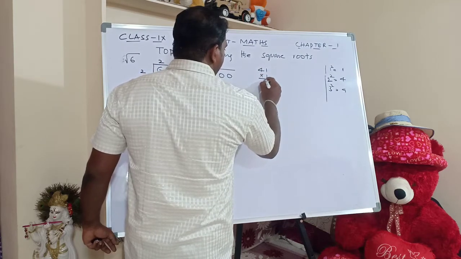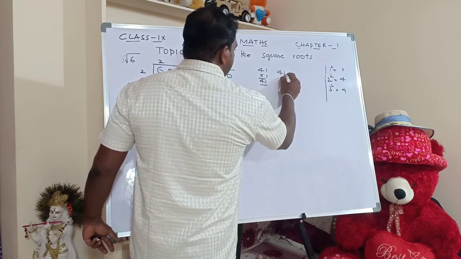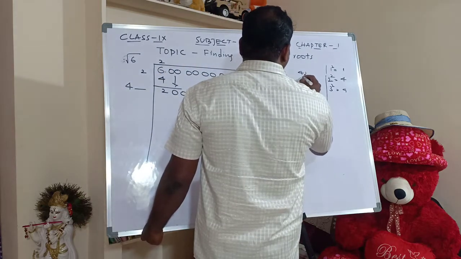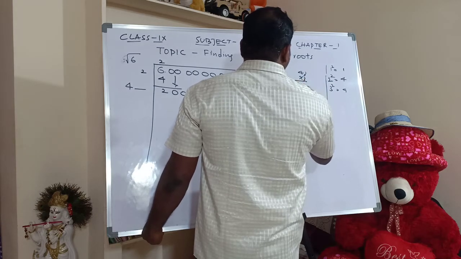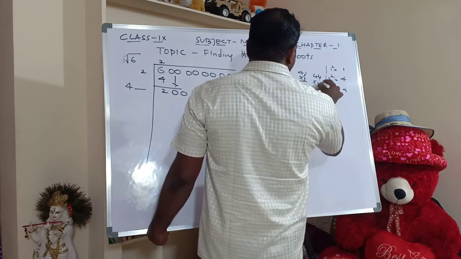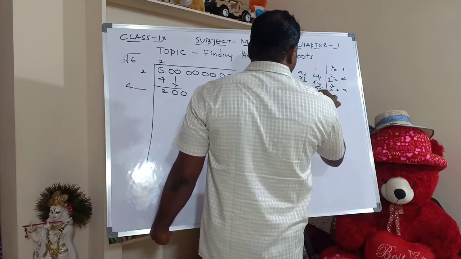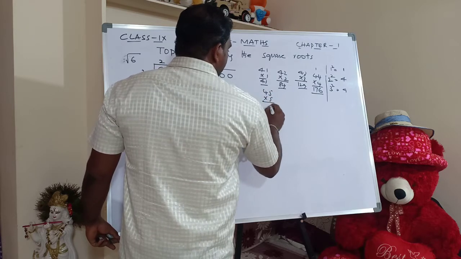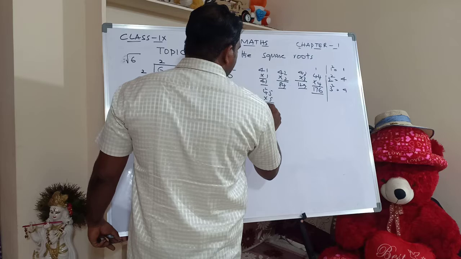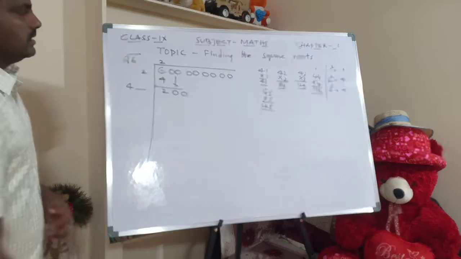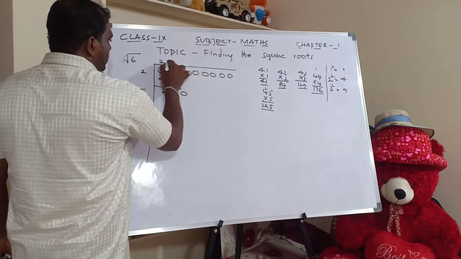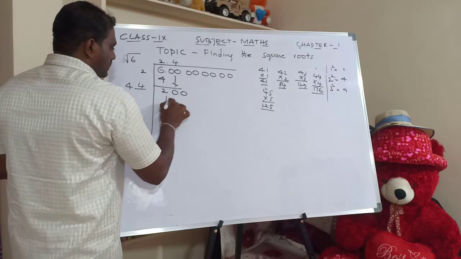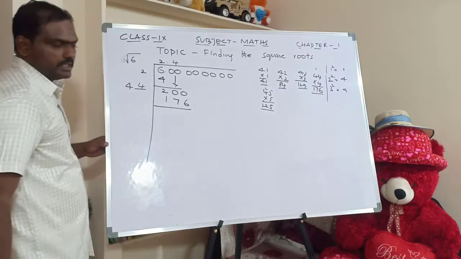41 1s are 41. 42 2s are 84. 43 3s are 129. 44 4s: 4 4s are 16, 4 4s are 16, 176. 45 5s: 5 5s are 25, 5 4s are 20, 225. Which is the best? 44 fourths. How much was it? 176. What is the next step?